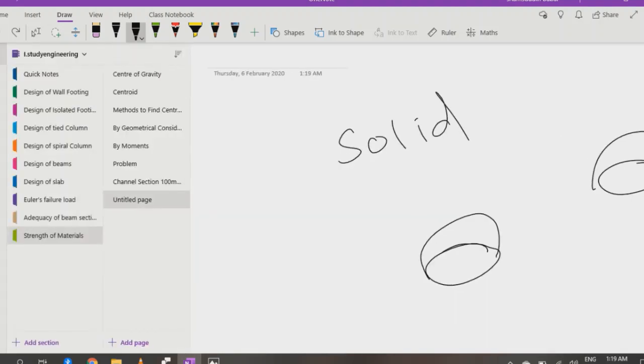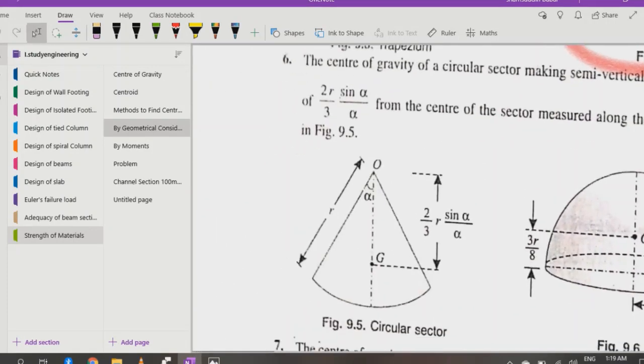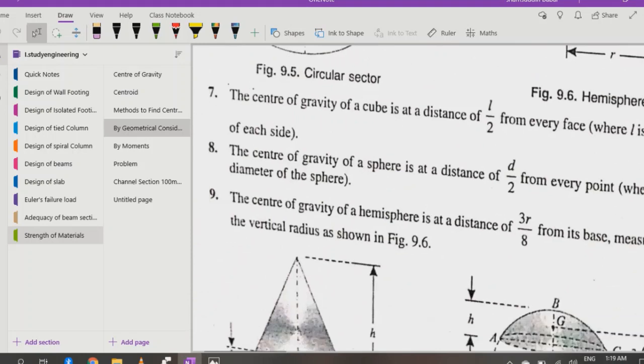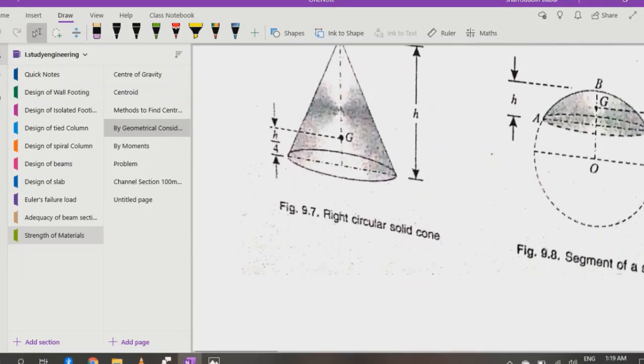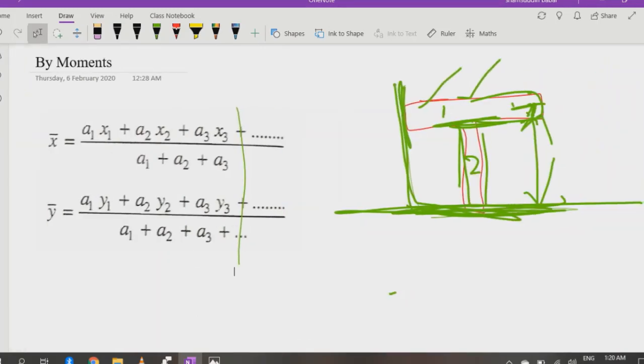In center of gravity part 2, I have already taught you the formulas for that. This is a hemisphere, this is a right circular cone, this is a segment of a sphere. So you have all the formulas in this complete lecture series of center of gravity. There is also one more concept that comes up: the cutting section. What actually is a cutting section?